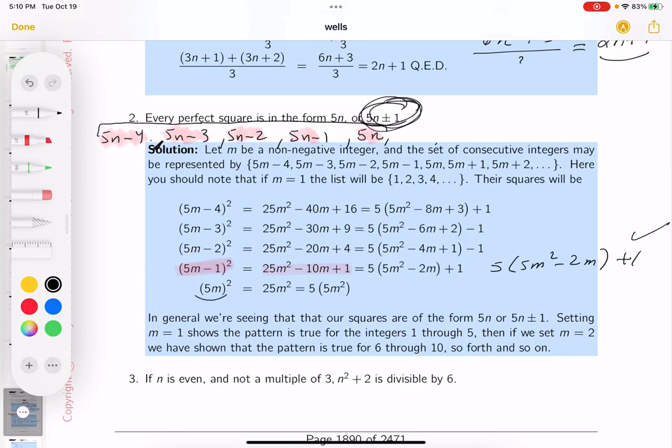Fairly simple to do. It's 25m squared. And I'm showing this one. So we showed all cases, by the way. And that's good. All right.